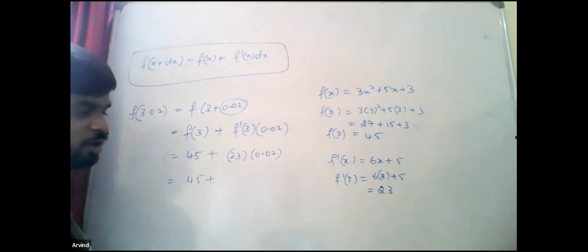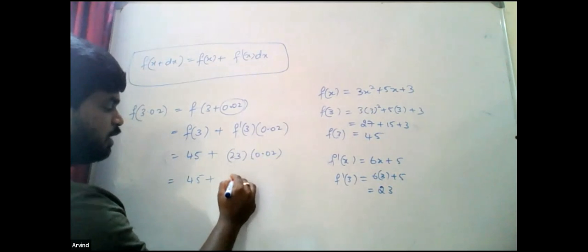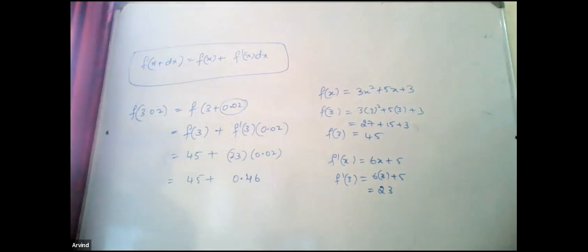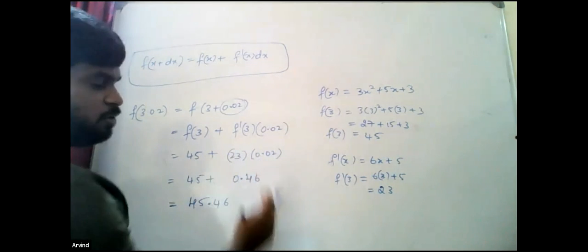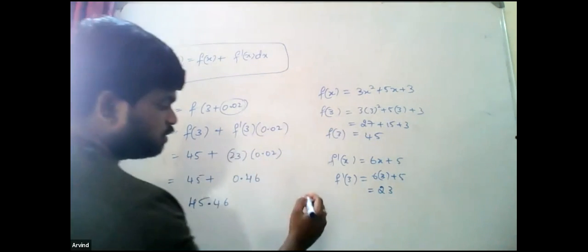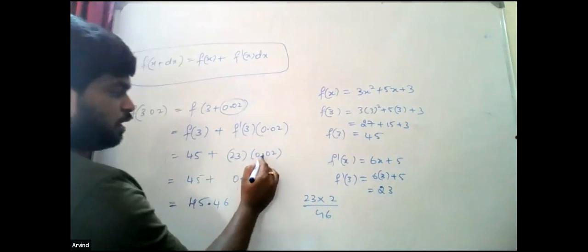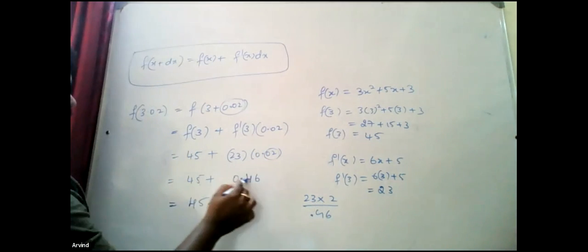23 into 2 if we do, 46 comes. Since there are 2 digits after the point, we have to put the point after 2 digits. So it will become 0.46. Therefore, 45 plus 0.46 is 45.46. 23 into 0.02, that will become 23 into 2, 46 comes. Here there were 2 digits after the point, so put the point after 2 digits. So 45 plus 0.46 is 45.46.